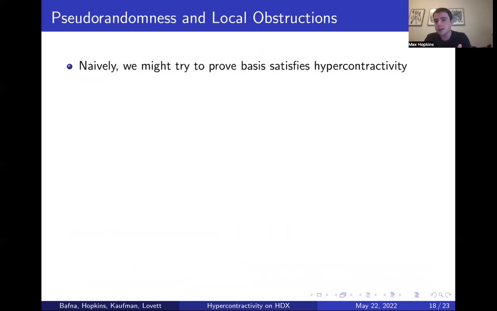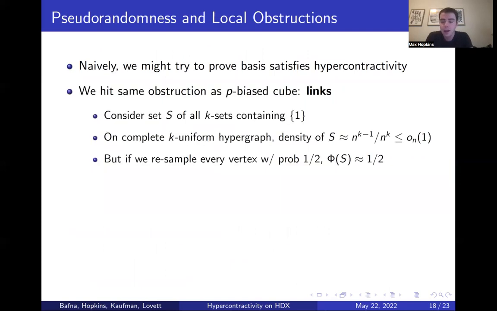Now that we have this Fourier basis, we might hope to prove that it's hypercontractive, like on the hypercube. But you basically run into the same obstruction as on the p-biased cube. In this case, instead of dictators or subcubes, the natural object is links. In fact, this is the natural analog of subcubes. For instance, instead of the dictator on coordinate 1, we'll consider the family of all k-sets that contain a vertex 1. Again, you can show this is a very small density set fairly easily.